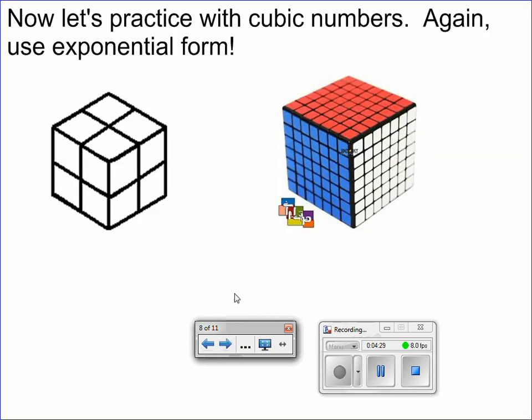Okay, now let's try it with cubic numbers. Again, we're going to write the area in exponential form. Okay, and we'll also write the area as a final number. Okay, and remember you're working with volume here, so you've got 3 dimensions to work with. If it helps, go back and watch the previous slide where I gave you the example of how to work with cubic numbers. But right now, put the video on pause so you can complete these two problems.